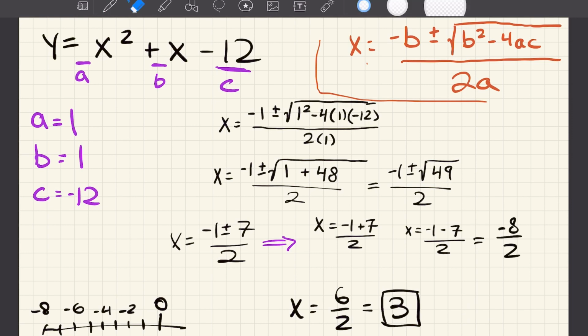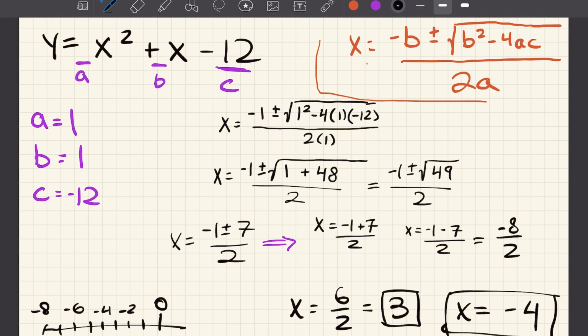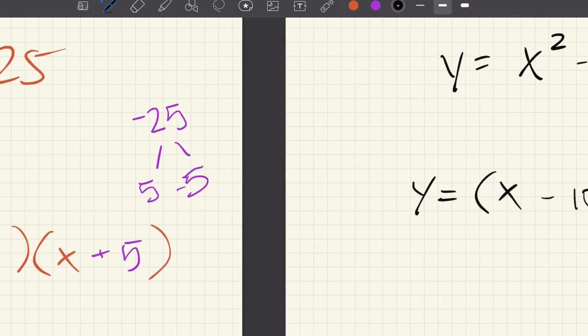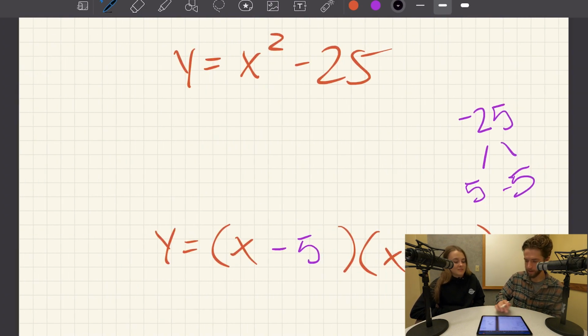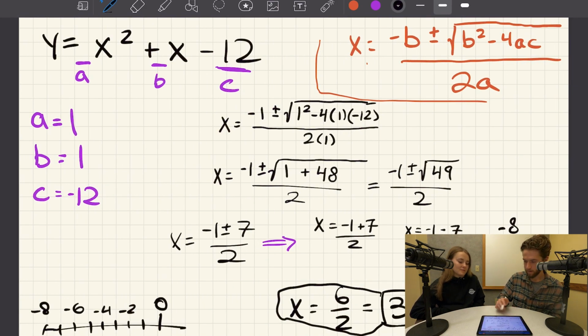So what is our other x answer? -4. Cool. So x equals -4 and x equals 3. Kind of a weird box, but we'll take it. Let's check ourselves. Did we do it? Yeah, -4 and 3. Boom. Different method.